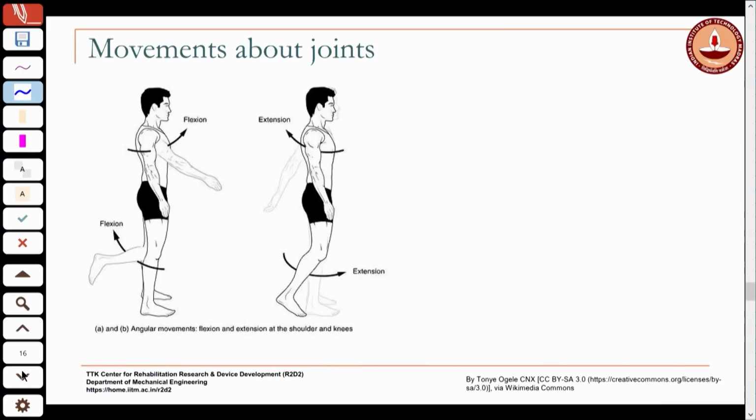So, now we know what are the different kinds of joints that are present in the body. Let us talk about some of the terminology that is associated with these movements, and how they are used. Let us look at movements in the sagittal plane.